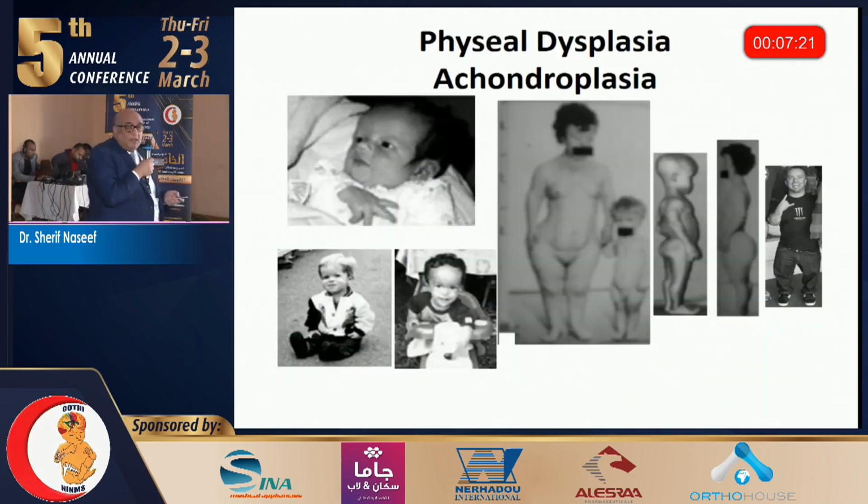Physeal dysplasia, affection of the physis. So there is affection of the endochondral ossification. Where is the endochondral ossification? In three sites. In the tubular bones, not long bones, tubular bones. Tubular bones means long bones of the limb and short bones of the hand and feet. And the pedicle of the spine and the base of the skull.